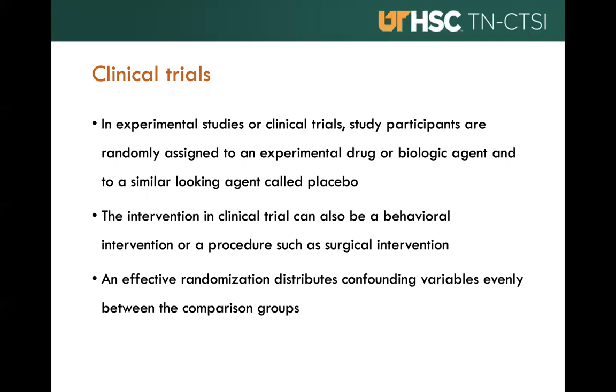An effective randomization is very important. It's one of the most important attributes of clinical trials. An effective randomization distributes confounding variables or characteristics evenly between the comparison groups. We'll discuss this in detail in the next slides.